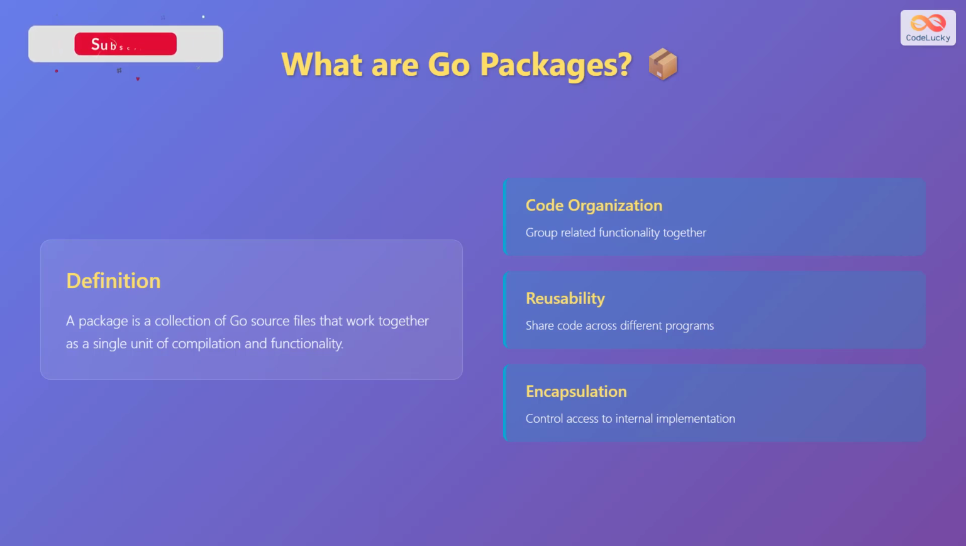So what exactly are Go packages? A package is essentially a collection of Go source files that all work together. Think of it as a single, cohesive unit of compilation and functionality. Packages help to keep your code organized, reusable, and well encapsulated. When you use packages, you can group related functionality together, share code across different programs, and control access to internal implementation details, thus ensuring better code management and modularity.